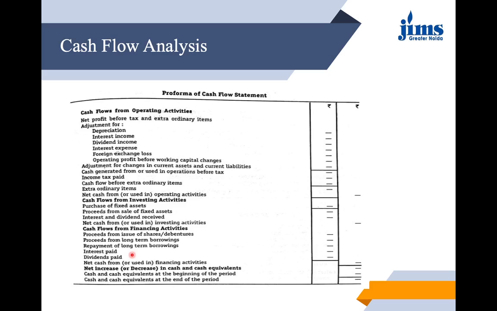Net increase or decrease in cash equivalents is obtained at this point by treating the three flows from operating, investing, and financing activities, and finally, you can add the cash or cash equivalents balance in the beginning of the period and finally match up with your closing balance.